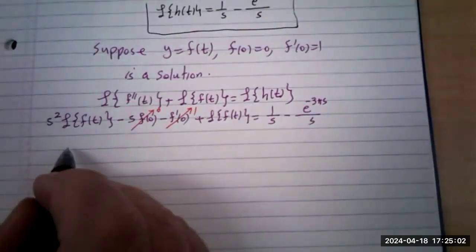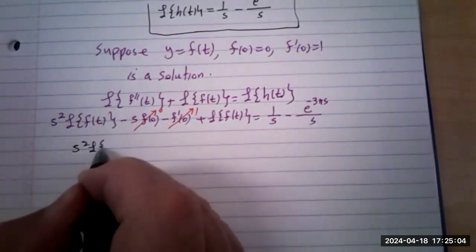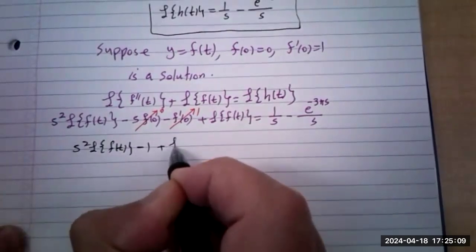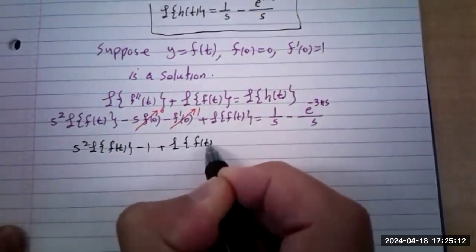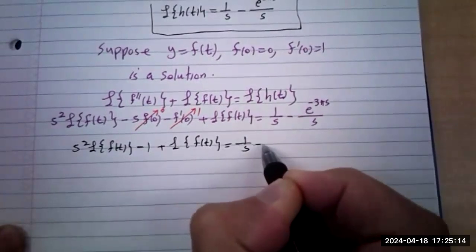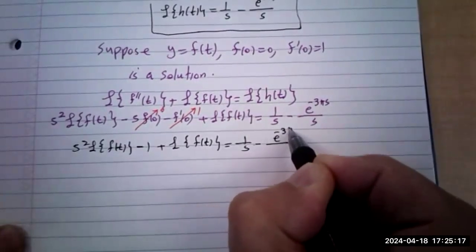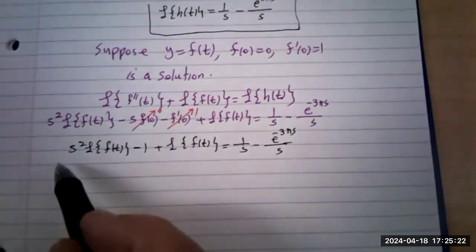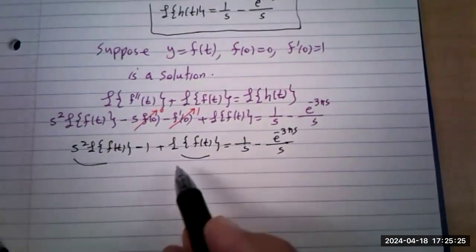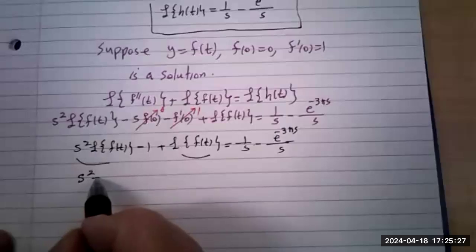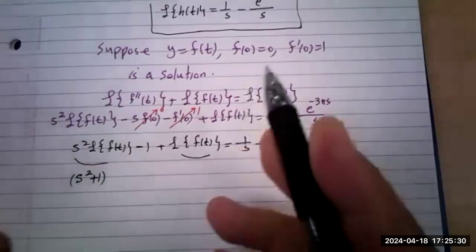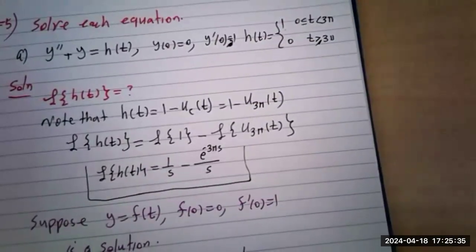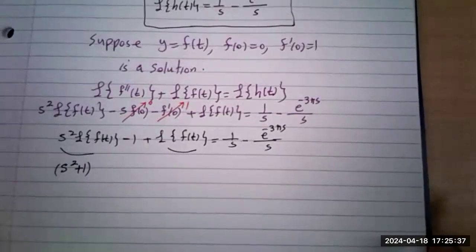Okay, so we end up with s squared Laplace of f of t, minus 1 plus the Laplace of f of t, is equal to 1 over s minus e to the negative 3 pi s. As usual, factor out Laplace of f of t, so the result would be s squared plus 1, which is the characteristic equation of that homogeneous equation, y double prime plus y equals 0. So this means so far we are right.